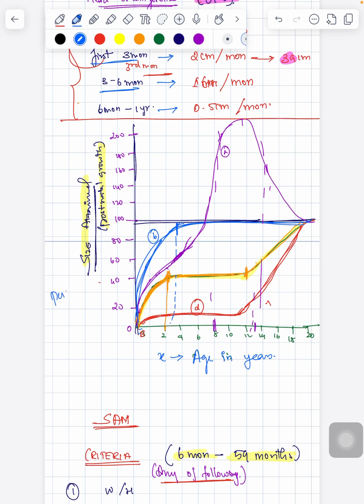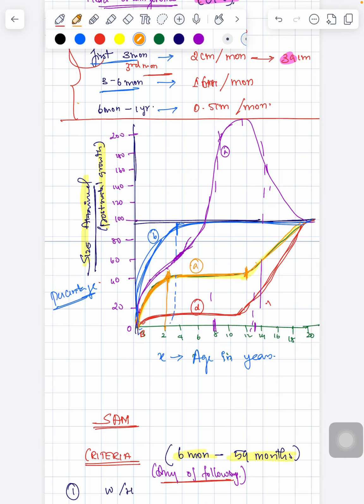First curve is your somatic growth, which is a sigmoid curve. The maximum growth will occur in the first 2 years of age, and then it will come to a stagnant or horizontal phase, and after that again a growth spurt will occur around 11 to 12 years of age. So this is regarding your somatic growth, this sigmoid shaped growth curve.